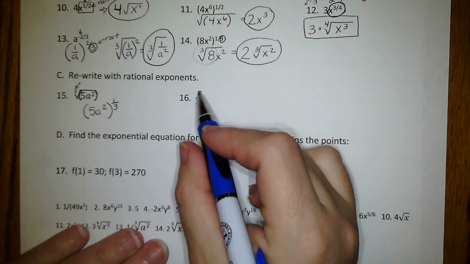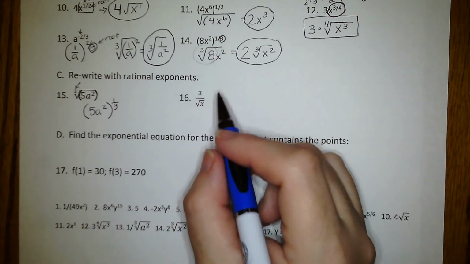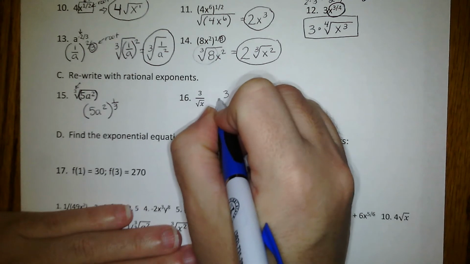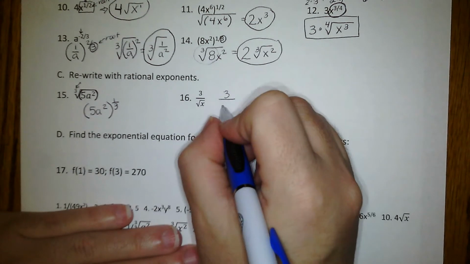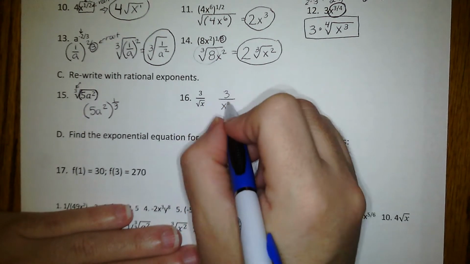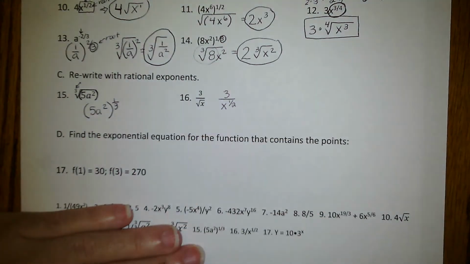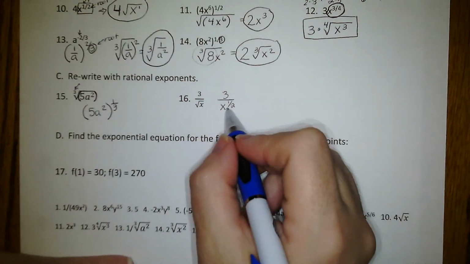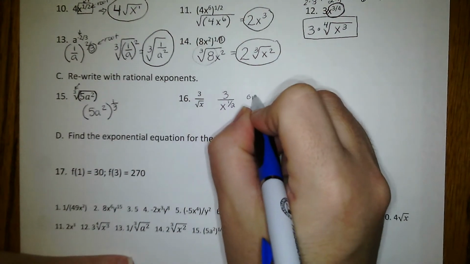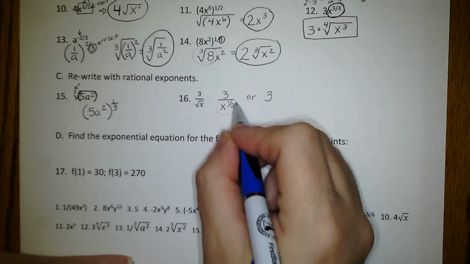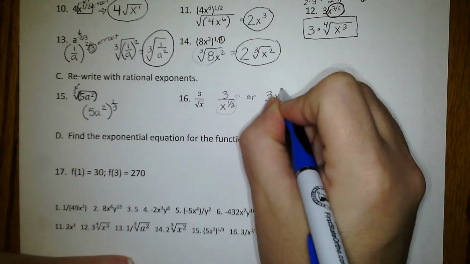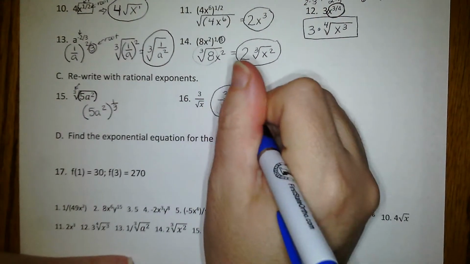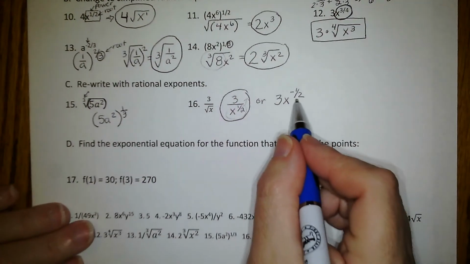This one, if you break this apart a little bit, this would be 3 over, and then this would be x, this is a square root, so x to the 1/2. And you can leave it like this, or you can bring this guy upstairs and make it x to the negative 1/2. I think the answer key has it this way, but that was fine too.